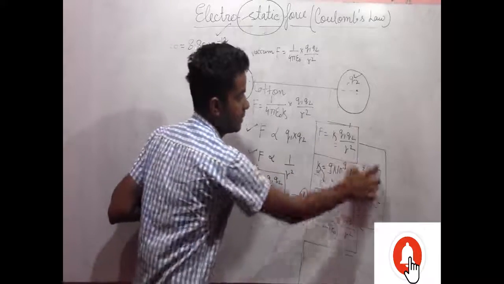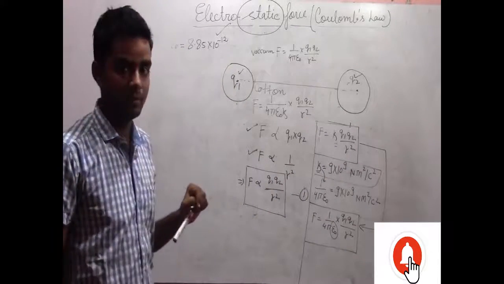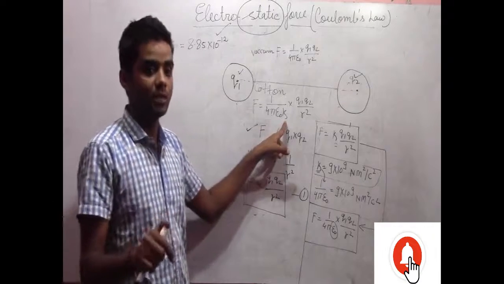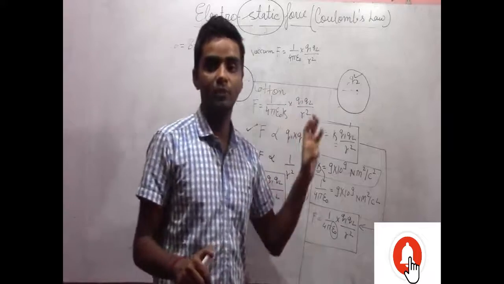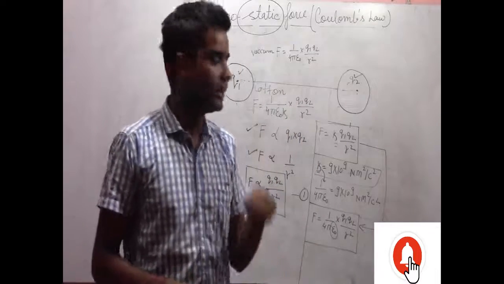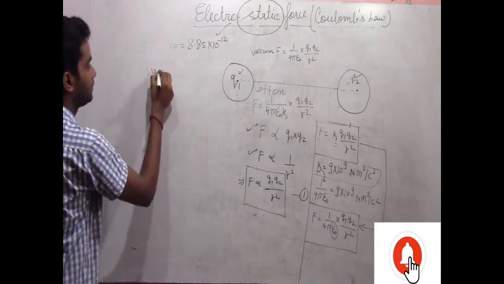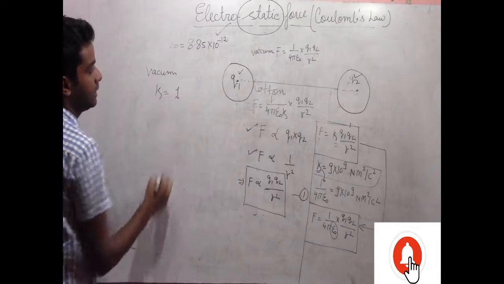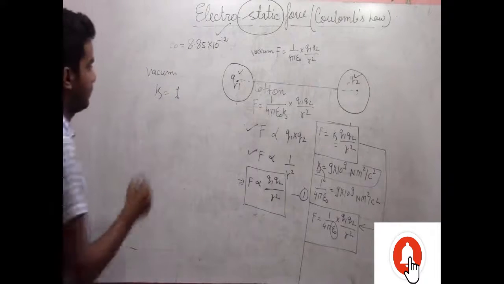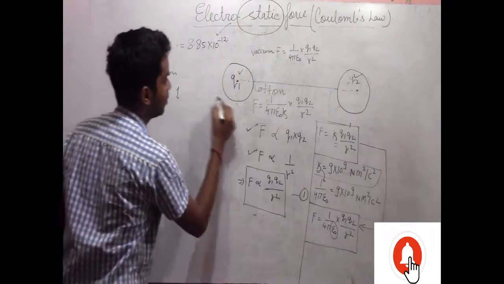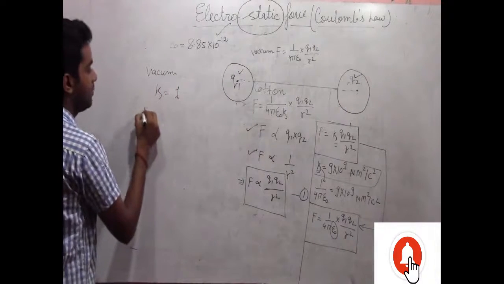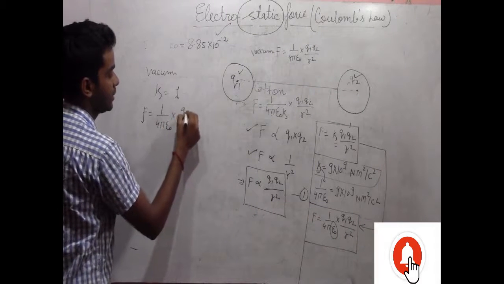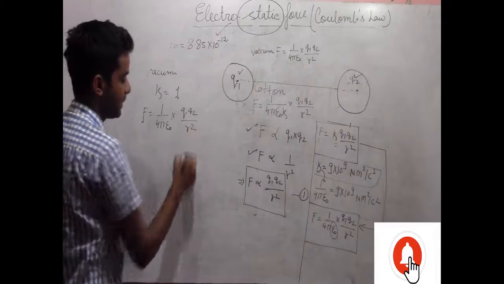Here the value of K is 9 into 10 raised to the power 9, and here the K value will depend on the medium, which type of medium you have used between the charges. If there is a vacuum, then the value of K for the vacuum is approximately 1. If for the vacuum you put K equal to 1, your force becomes F is equal to 1 by 4 pi epsilon naught into Q1 Q2 upon R square.